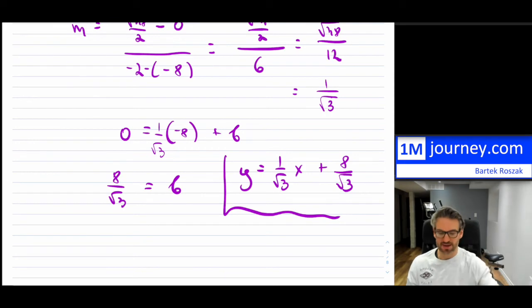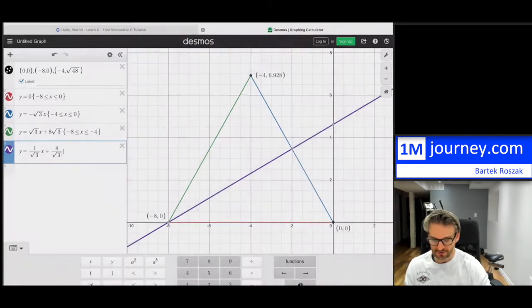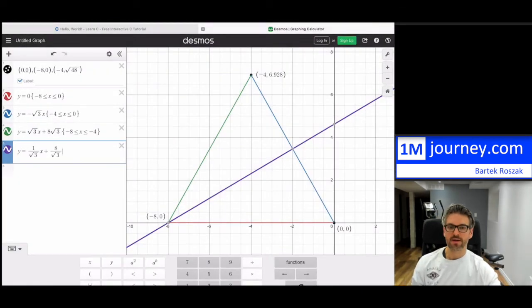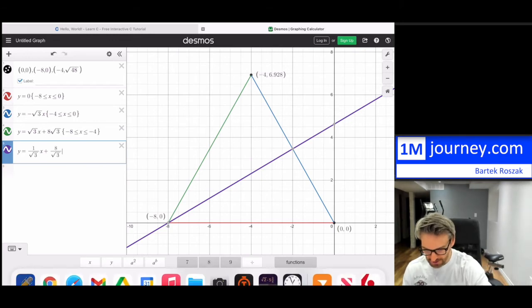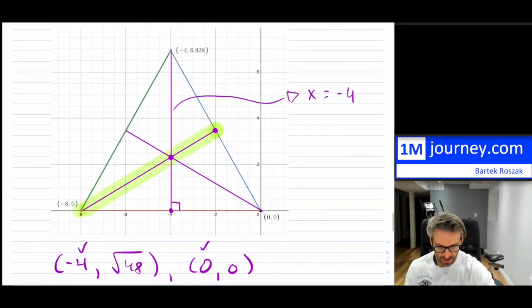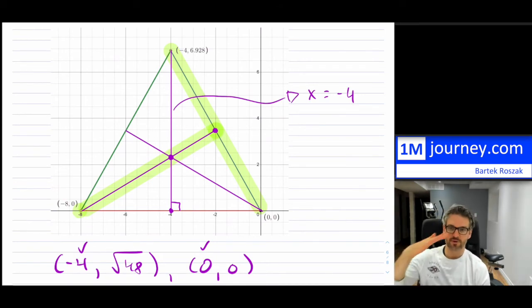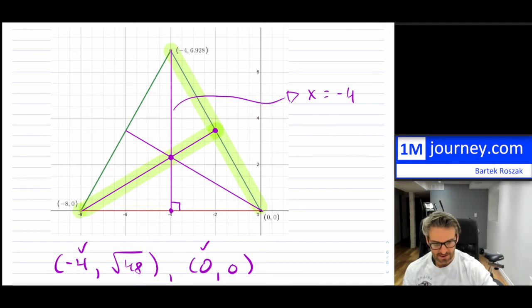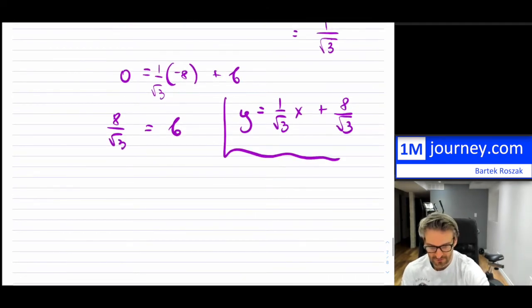Don't forget that we had already found the equation of, let me go back here. So we already know this. We know that the line we're looking for is perpendicular to this. So we can just take the negative reciprocal of the slope, and then it's much easier to find that line that goes through that.